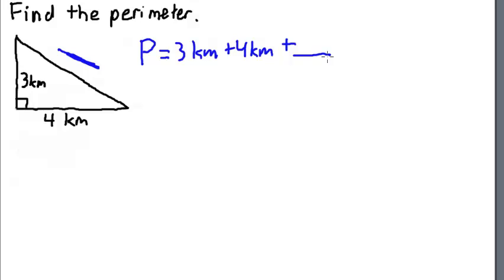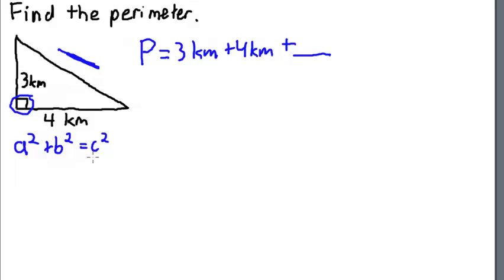Now with right-angled triangles, and we know we have a right-angled triangle because we have this little square in the bottom of our triangle. That means that it is a right angle there. For right-angled triangles, we use the Pythagorean theorem. The Pythagorean theorem is written as a squared plus b squared equals c squared.